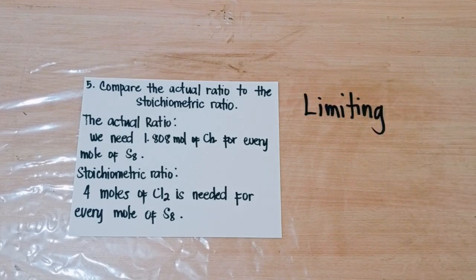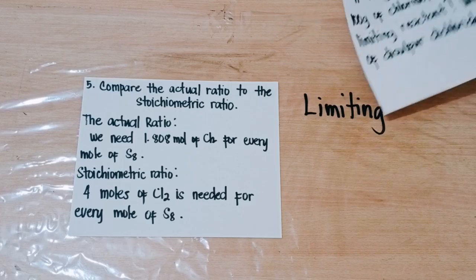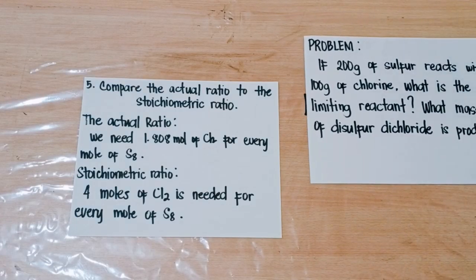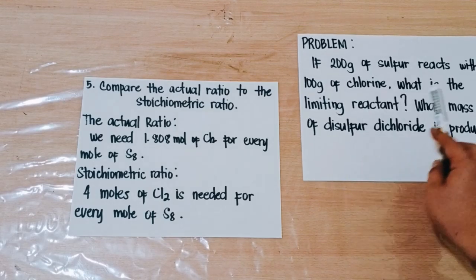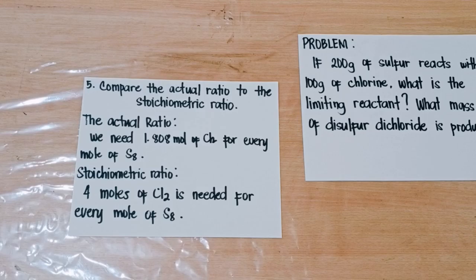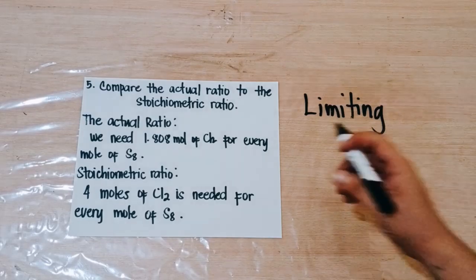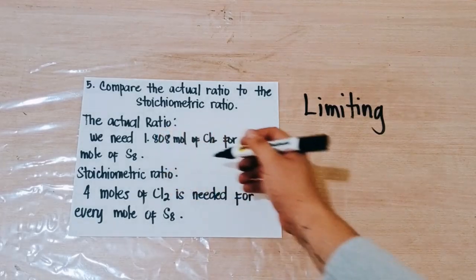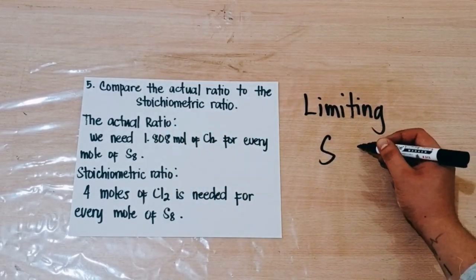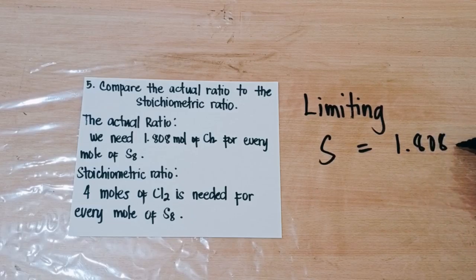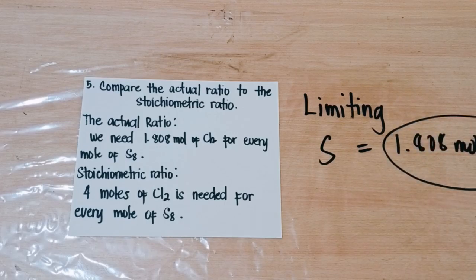So, babalik tayo dun sa given. So, ang hinahanap pala, di ba kanina ang hinahanap is yung limiting reactant sa yung mass of disulfur dichloride. Ngayon, sa step number 5, dito na natin malalaman kung ano yung limiting reactant, base doon sa ginawa nating actual ratio sa stoichiometric ratio. Now, in comparing nga, na nakita natin dyan sa kada isang sulfur, kailangan ng 1.808 na moles ng chlorine. So, ibig sabihin, si chlorine yung reactant or siya yung limiting reactant.